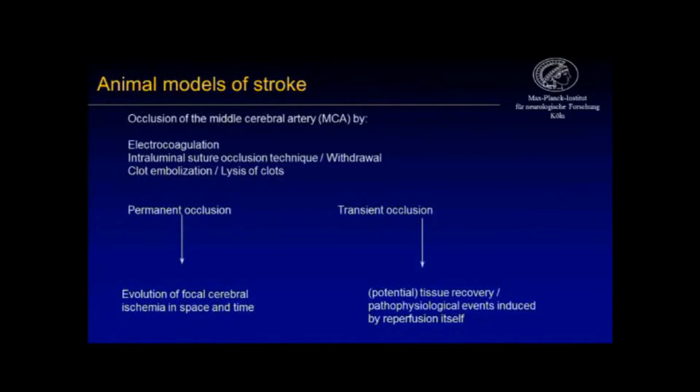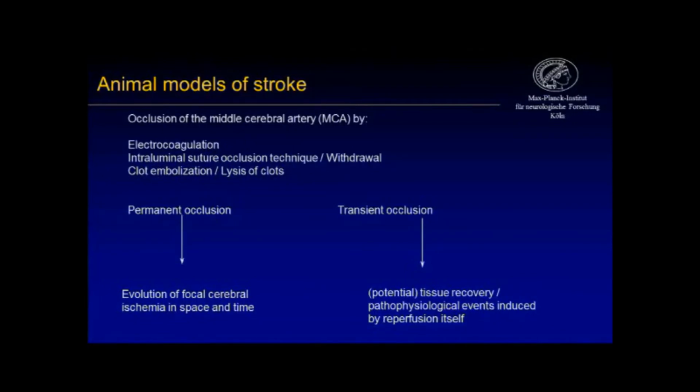So when we look at animal models of stroke, typically the most widely used animal model considers the occlusion of the middle cerebral artery because this best reflects the clinical situation. You can do this by electrocoagulation. You can do this by the so-called intraluminal suture occlusion technique, and I will show you this in a moment. And you can also do this by clot embolization, where you make a blood clot and inject this to mimic the clinical situation of occlusion.